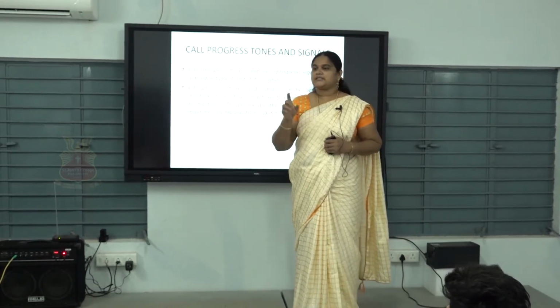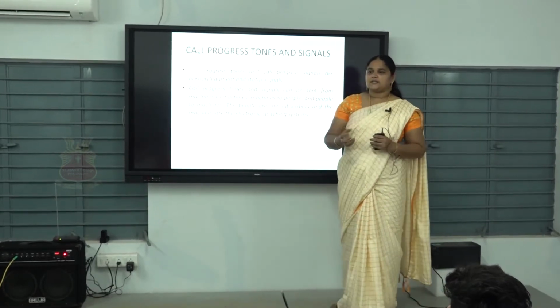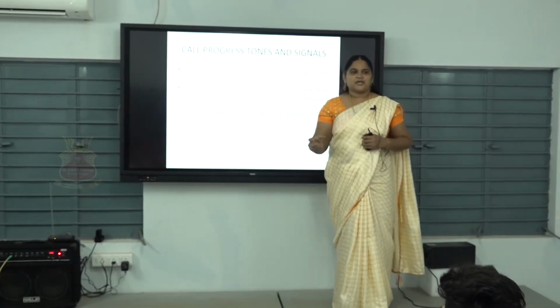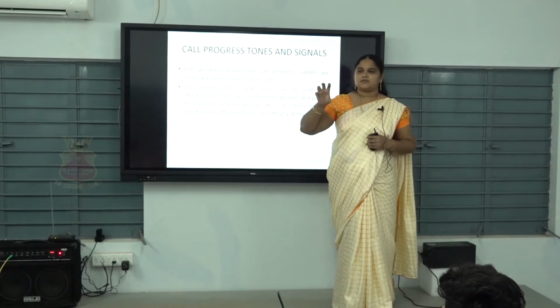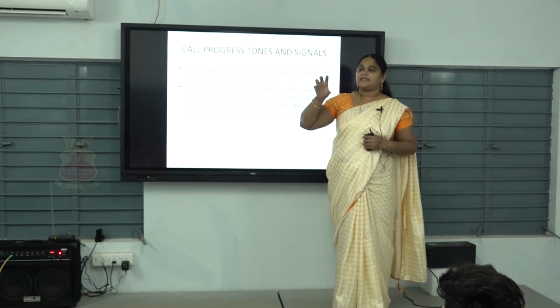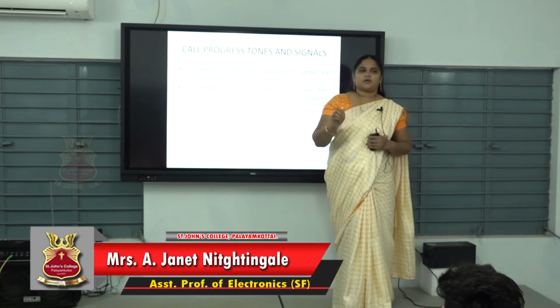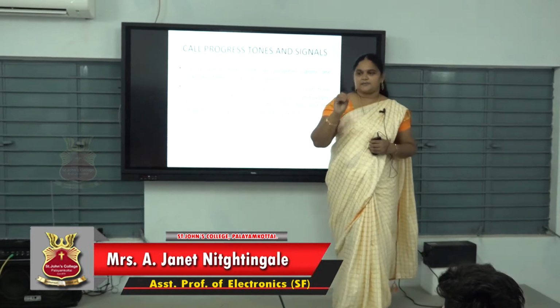The next one is signaling. Signaling means we can send messages from machine to machine, or people to machine, or machine to people. The machine means the electronic switching system, that means the exchange, the telephone exchange, and the people means the subscriber. So whoever is calling a person is called the subscriber.